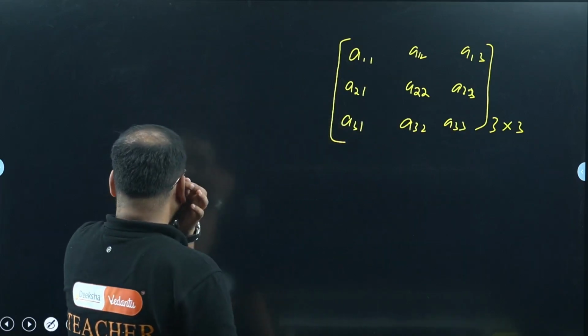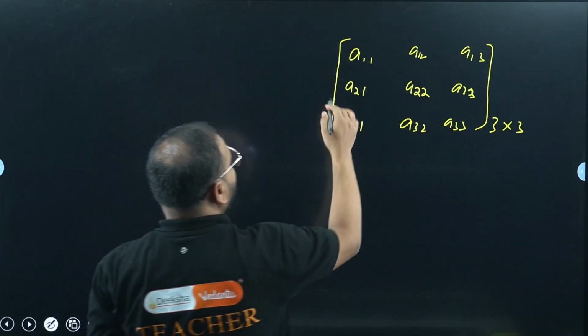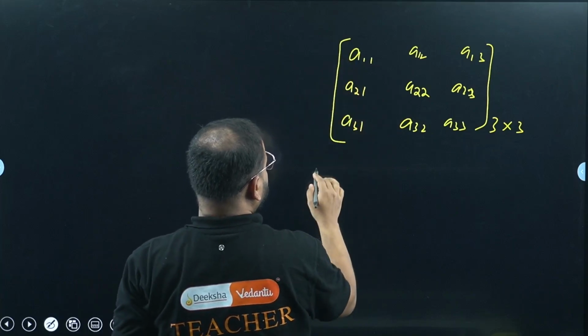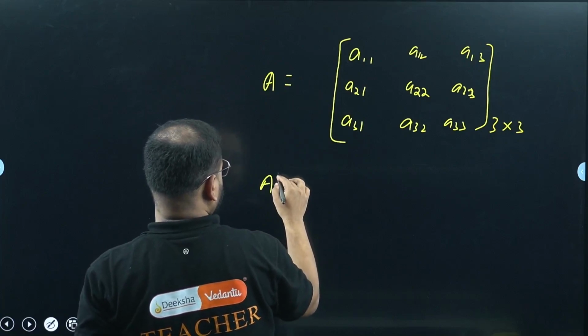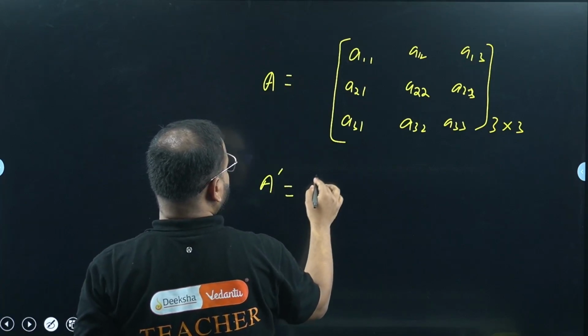Okay. Now, what did I say? Just transpose or interchange the rows and columns. So if I'm writing, let's say this is my A, how will my A transpose look like? Check here.